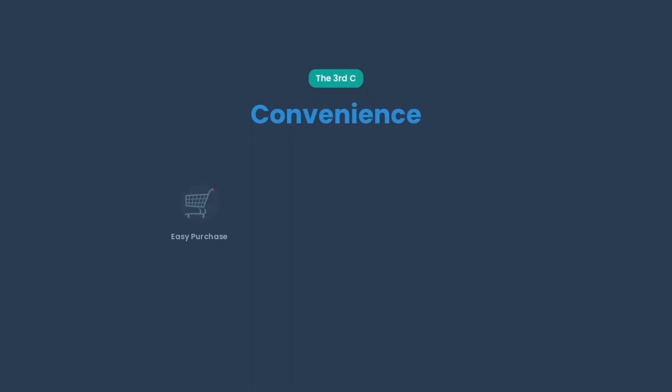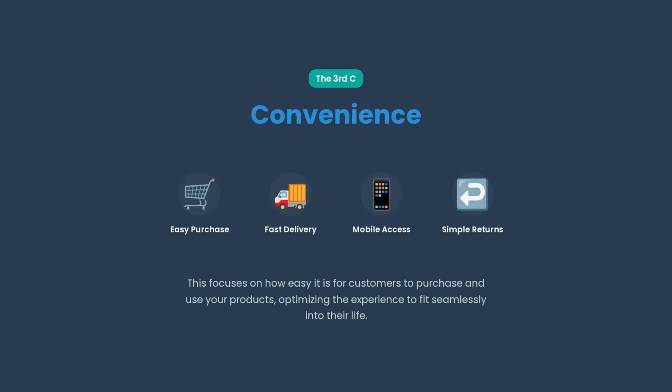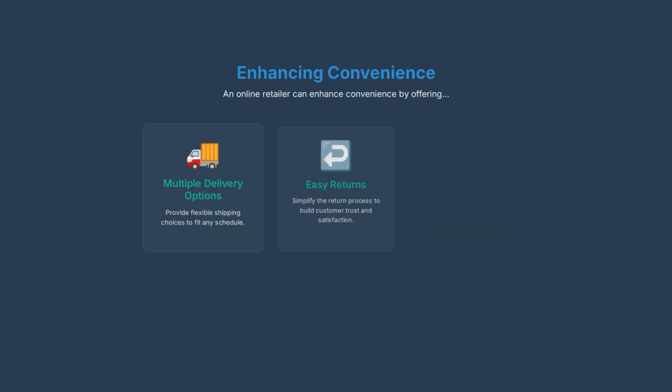The third component is convenience. This focuses on how easy it is for customers to purchase and use your products or services. It's about optimizing the buying experience to fit seamlessly into the consumer's life. Example, an online retailer can enhance convenience by offering multiple delivery options, easy returns, and a user-friendly website or app.